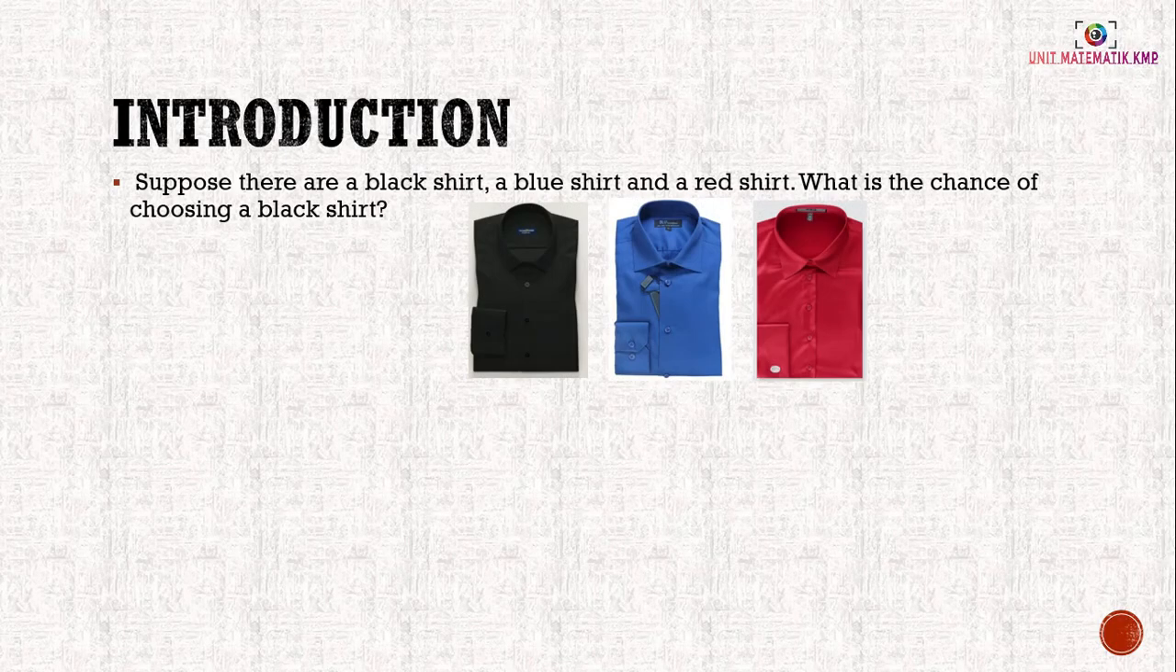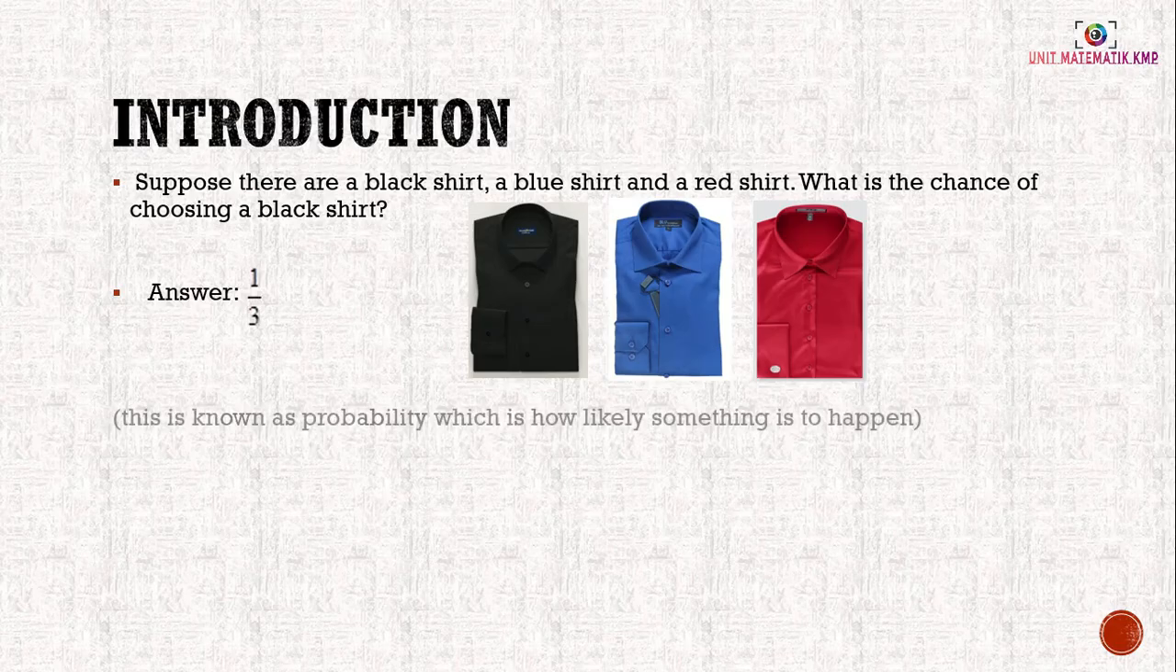As an introduction, suppose there are a black shirt, a blue shirt and a red shirt. So what is the chance of choosing a black shirt? Okay, so kebarangkalian untuk kita dapat a black shirt adalah 1/3. So satu black shirt out of 3 shirt that we have. So this is known as a probability, which is how likely something is to happen. So probability tu adalah kebarangkalian. So di sekeliling kita pun selalu kita akan jumpa kebarangkalian.